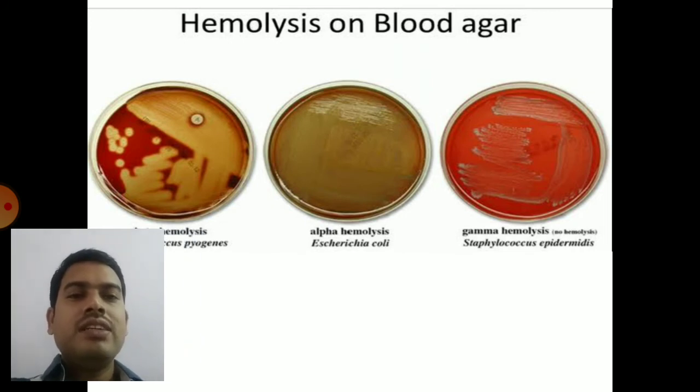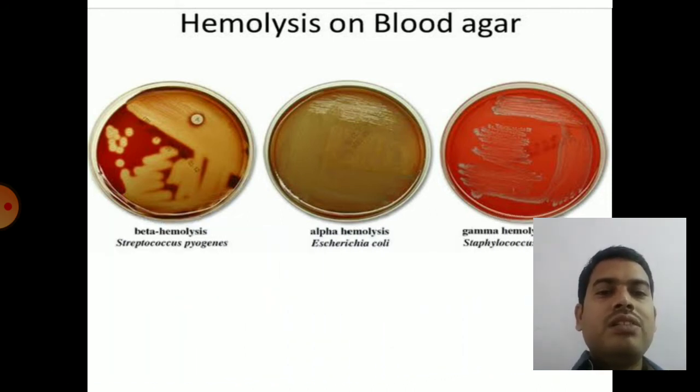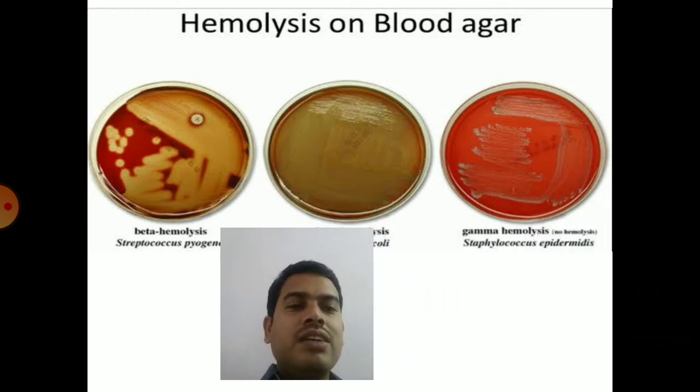So this is blood agar medium, which is used for the isolation of streptococcal species. On blood agar medium, you can clearly see different hemolysis. Beta hemolysis by Streptococcus pyogenes, where complete beta hemolysis took place. Alpha hemolysis by E. coli and gamma hemolysis by Staphylococcus.